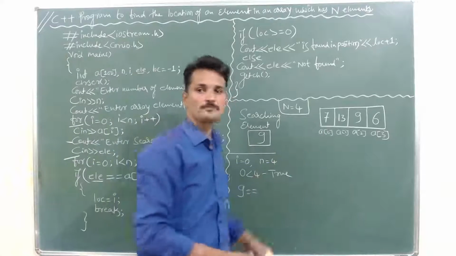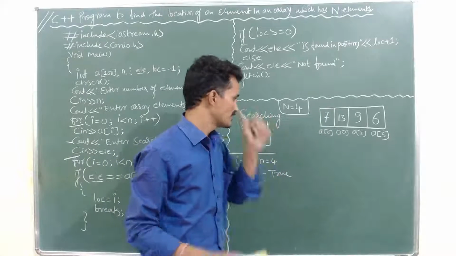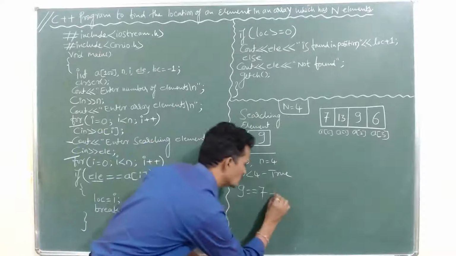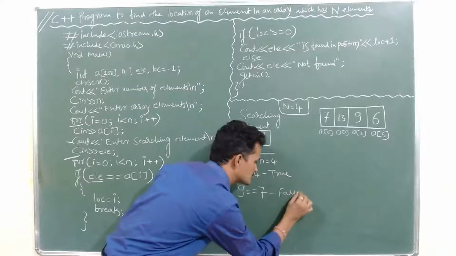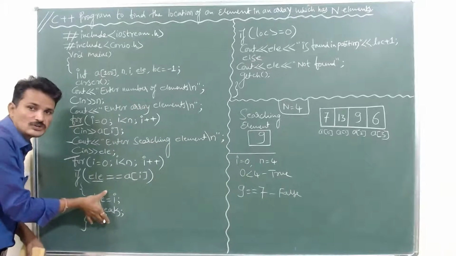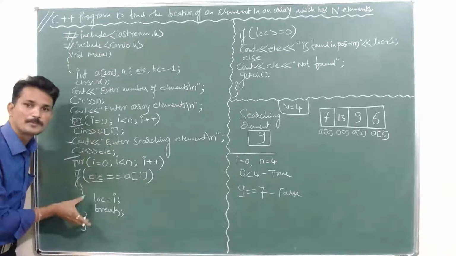Have a look at this array. What is the value stored in A of 0? 7. 9 is equal to 7, condition false. 9 is not equal to 7. When this condition is false, it won't execute these two statements which are written in a pair of flower brackets.